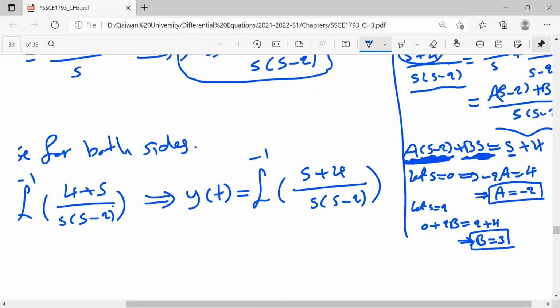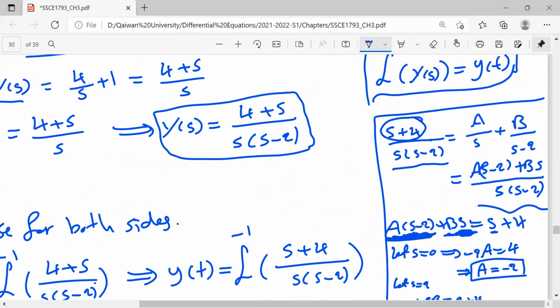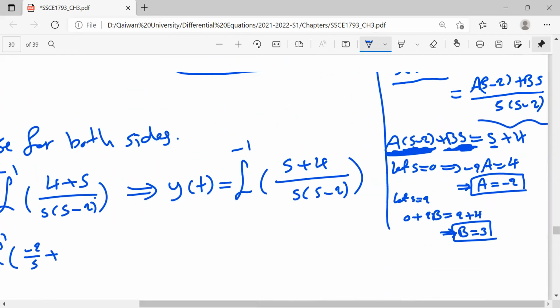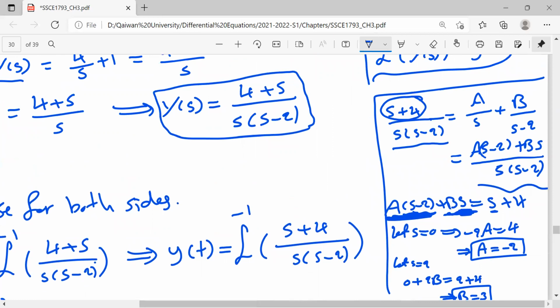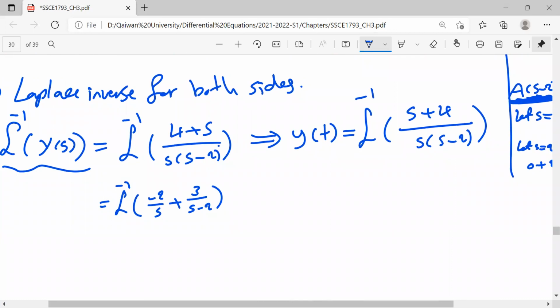These are the values of a and b. That means this Laplace inverse equals the Laplace inverse of a over s, which is minus 2 over s, plus b over s minus 2. You replace a and b here, and that's all. b is 3 over s minus 2. Now we take the Laplace inverse for each term separately.